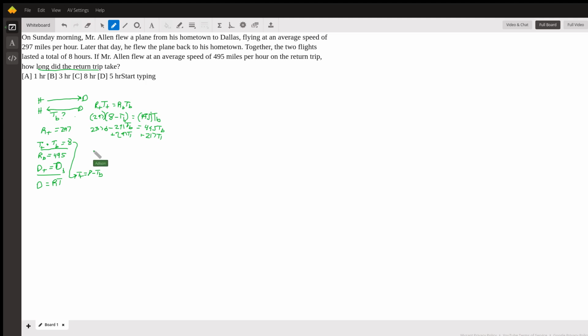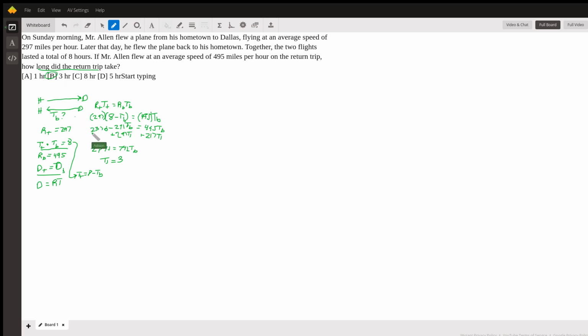And then we get 2,376 is equal to 792 TB. And look at that. Now we just need to divide by 792, which would be TB is equal to 3. So we now have that the time is equal to 3, which means that B is our final answer.